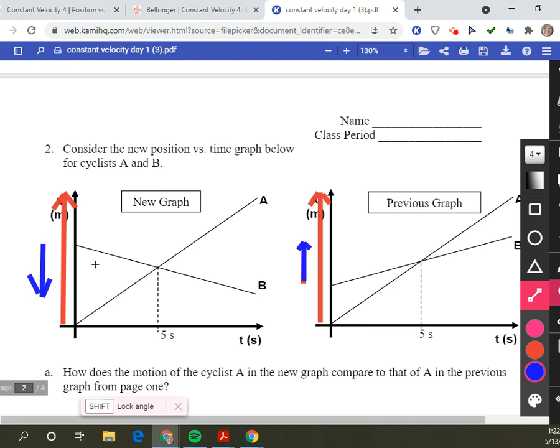So notice that. When the line slopes down, that means that the bicyclist is coming back towards the origin. These graphs can be a little confusing because we think that the bicyclist is traveling on this hill, but they're only traveling in straight lines. It's really important to differentiate that. All right.